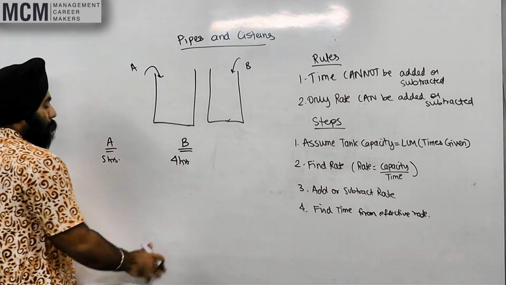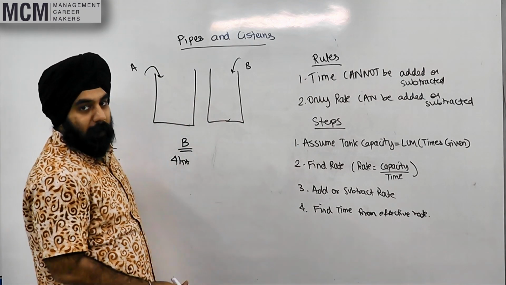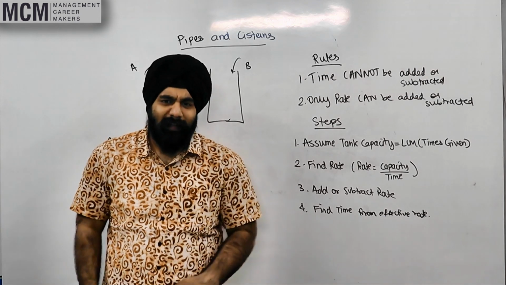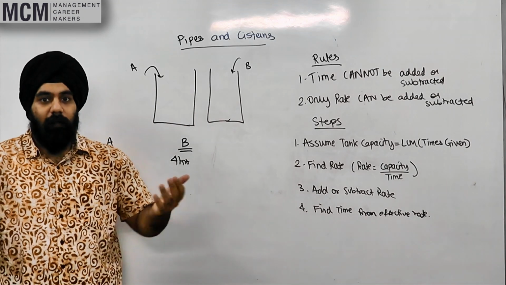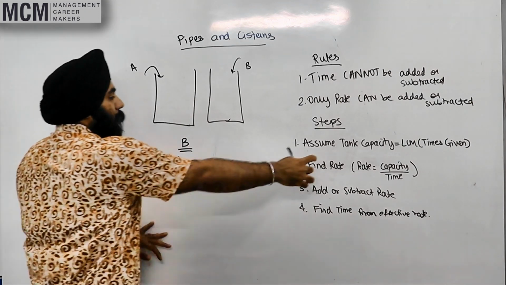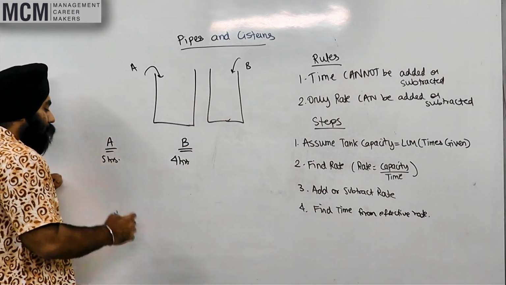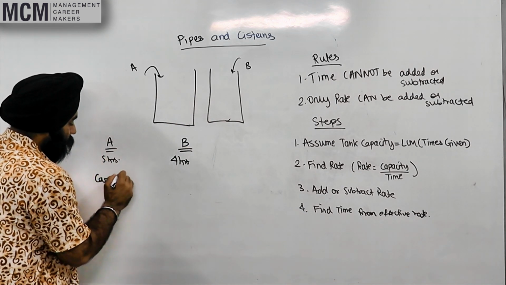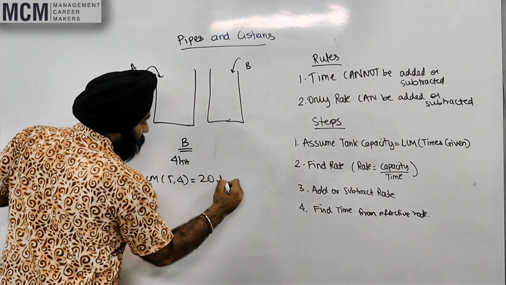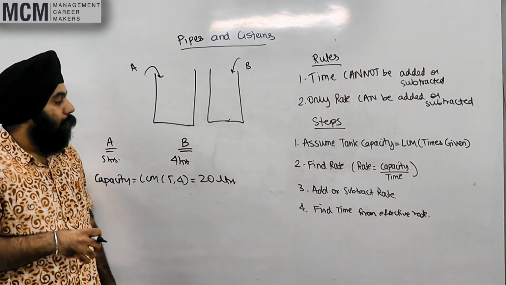Now if they are both open at the same time, remember I have mentioned time cannot be added or subtracted. You cannot just say 5 plus 4, 9 hours, because obviously it's going to take less time, not more, to fill a tank if 2 pipes are open. So what do we do? First step, we assume the tank capacity is the LCM of the times given. LCM of 5 and 4 is 20 liters. The capacity of the tank is 20 liters.